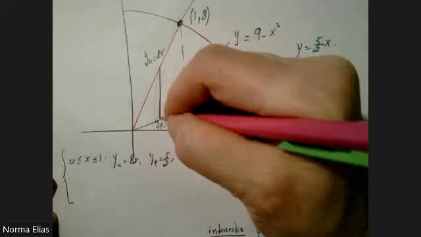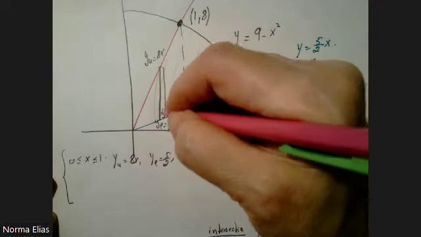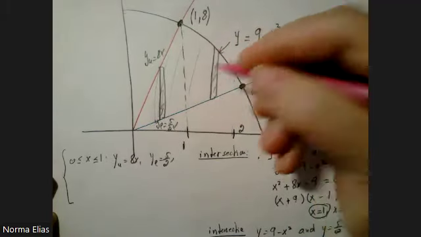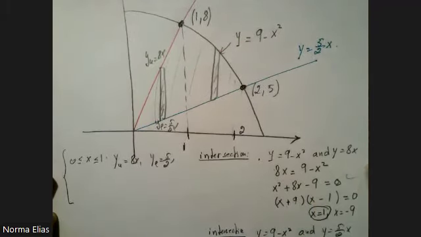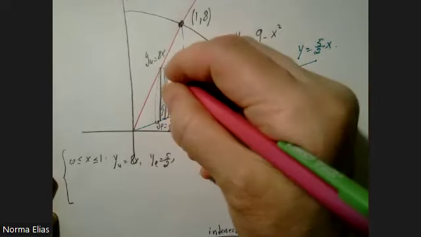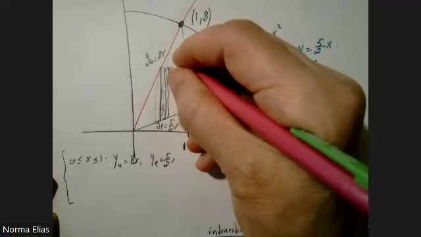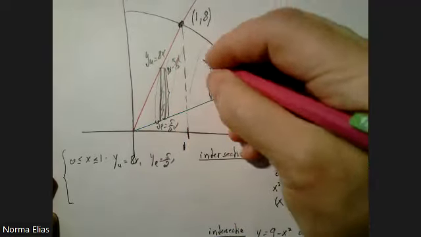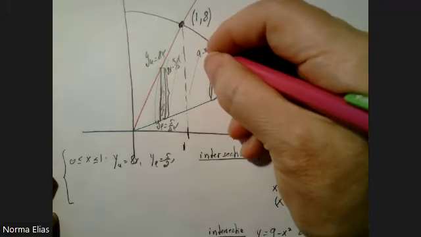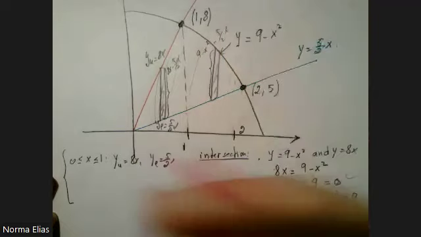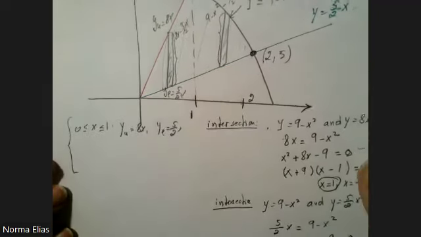I draw my rectangle here. I see that a rectangle here and a typical rectangle here don't have the same formulas. Formulas are changing tremendously. From here to here, the length is 8x minus 5 over 2x. However, if I take this rectangle, the length is going to be 9 minus x squared minus 5 over 2x. So we know that things are definitely changing.